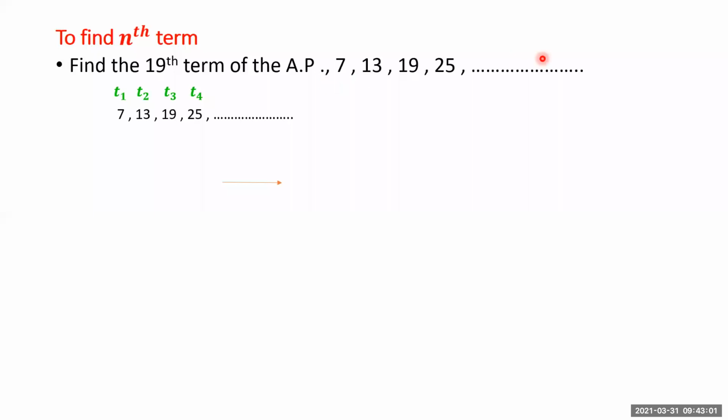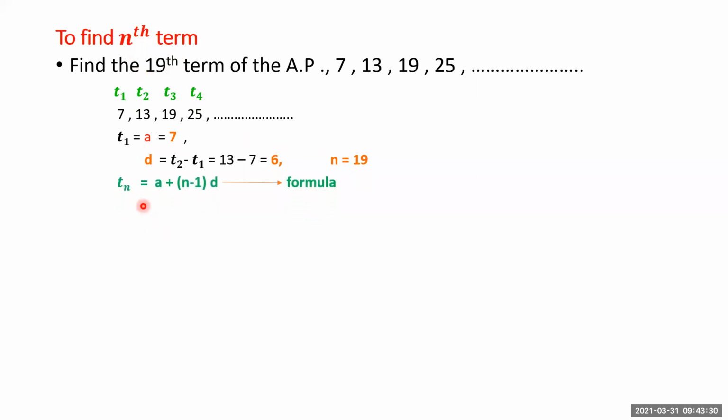Okay. So you write that AP sequence and mark it like this: T1, T2, T3, T4. Otherwise, T1 equal to 7, T2 equal to 13, T3 equal to 19. You can write it like that also. Then A equal to 7 here. Then the D value we know, T2 minus T1, so we will find 6. And N, what is this N? Whether they ask the 19th term, 34th term, or 32nd term, whatever they ask, that will be your N.